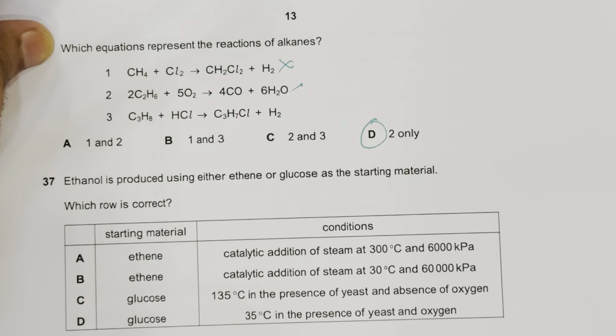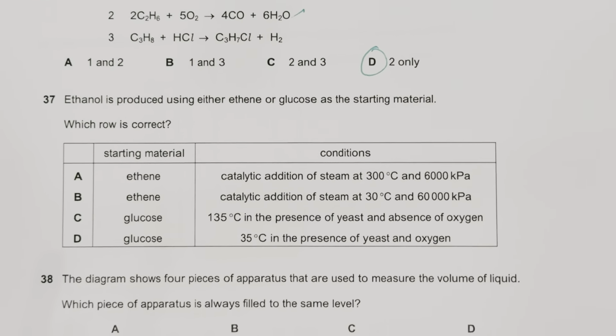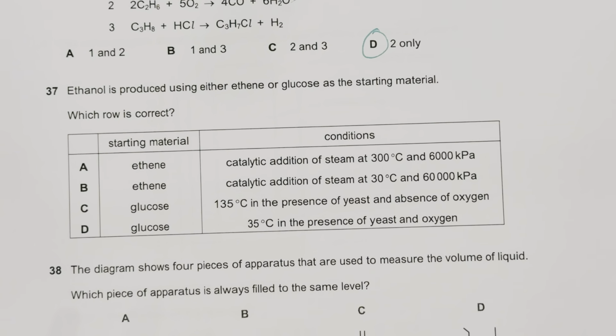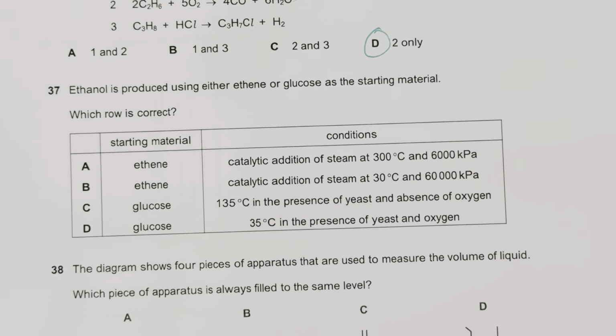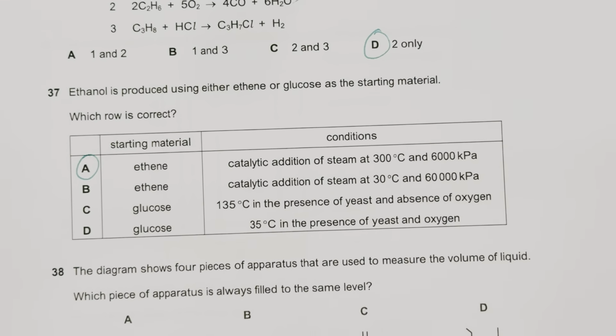Moving to question number 37. Ethanol is produced using ethene or glucose as the starting material. Which row is correct? Starting material is ethene, catalyst, steam, 300 degrees Celsius. This is right. You need to memorize it. Moving to question number 38.